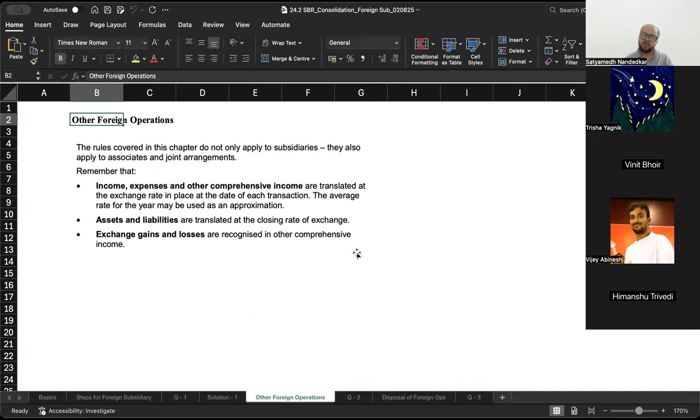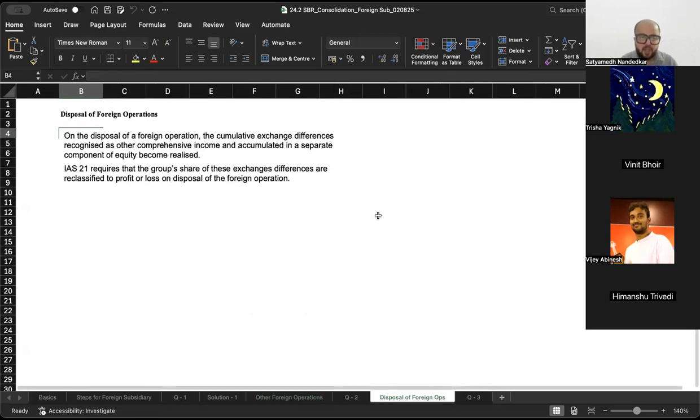Assets and liabilities are translated using the closing rate. Exchange gains or losses are recognized in other comprehensive income. And when a foreign operation is disposed of, the cumulative exchange difference recognized as other comprehensive income and accumulated in a separate component of equity becomes realized.